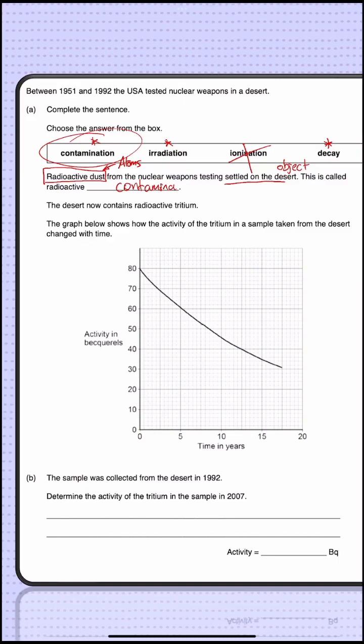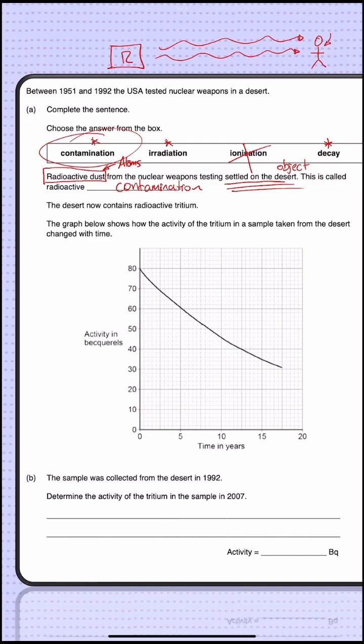Not irradiation, because remember what irradiation is. That is when you have something that's radioactive here and someone is getting hit by the radiation from far away. Contamination is when the actual particles get onto the person. Here, the actual particles are getting onto the desert. So the answer is contamination. Hope that made sense.